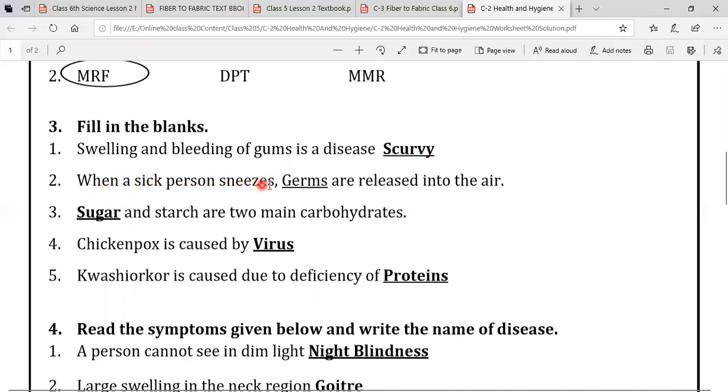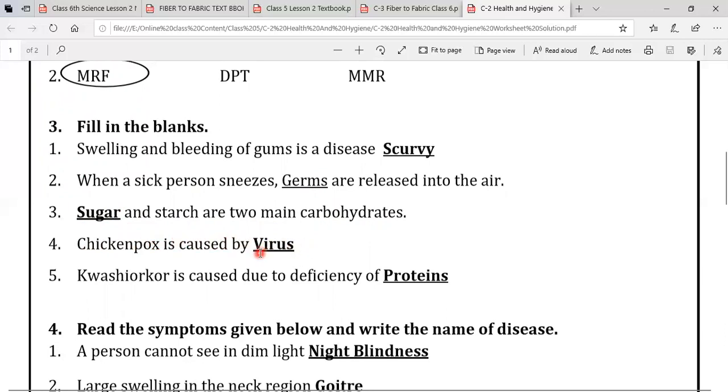When a sick person sneezes, dash are released into the air. The answer is germs. So when any sick person sneezes or coughs, what will be released into the air? Germs. Third question: dash and starch are two main carbohydrates. The answer is sugar.